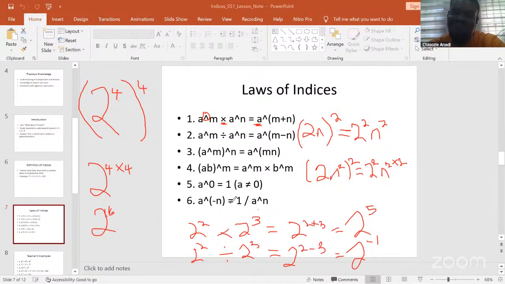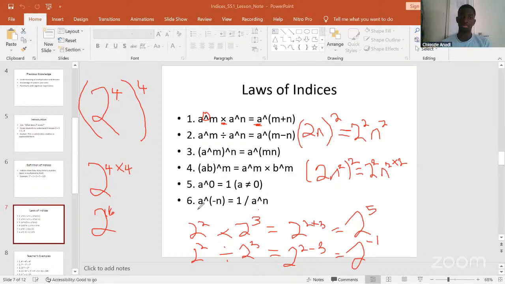And that rule is always equal, only if A is not equal to what? 0. So if you have 0 raised to the power 0, it's not going to give you 1. But 1 raised to the power 0 will give you 1. 2 raised to the power 0 will give you 1. n raised to the power 0 will give you what? 1. Okay. Very good.